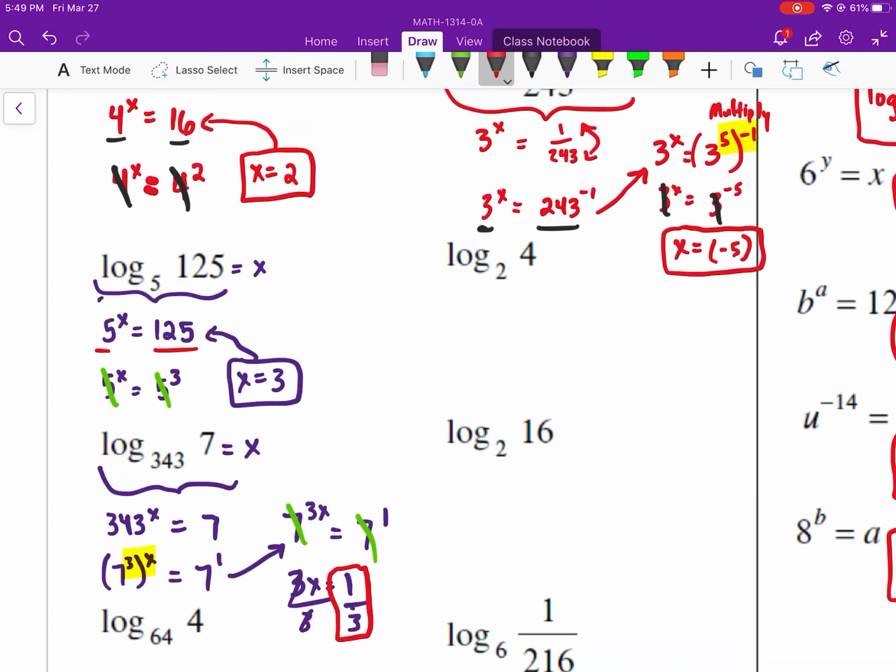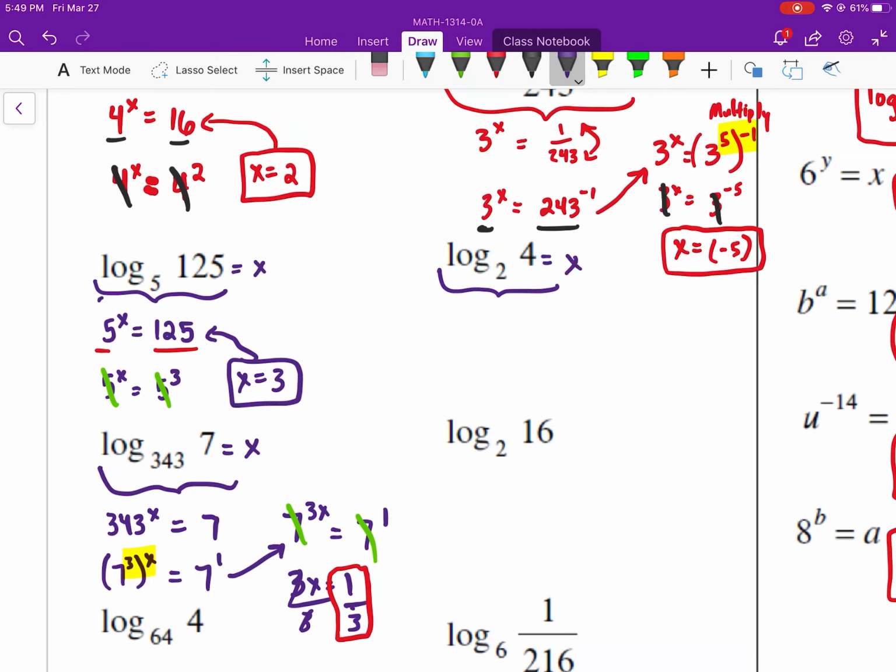X equals 1/3. Alright, so this one's a little bit harder to punch into your calculator, but you can do 343 to the 1/3 power. And it comes out exactly to 7, so it checks.